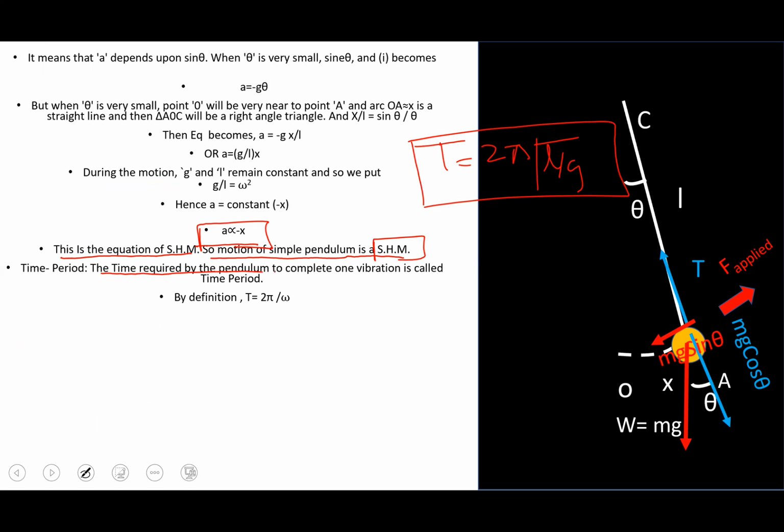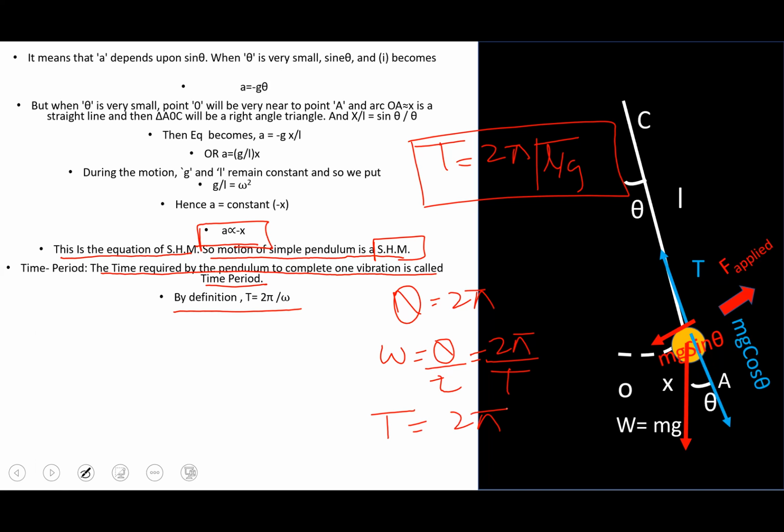The time required by the pendulum to complete one vibration is called the time period. Now, because it is the time period for one whole vibration, we take theta is equal to 2 pi. By definition, T is equal to 2 pi over omega. We remember from the definition of omega, that angular displacement over time is known as angular velocity, which is omega, and theta is basically 2 pi, covering a whole revolution, so the time is the time period T. If we rearrange this equation, it will be T is equal to 2 pi over omega.